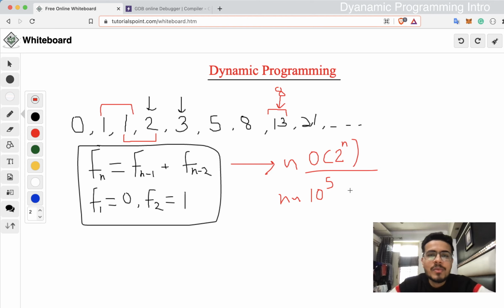So over here 1 would come. And then finally 2 plus 1 would give you 3. So we have got the answer that the fifth Fibonacci number is equal to 3. But now there is a problem over here.